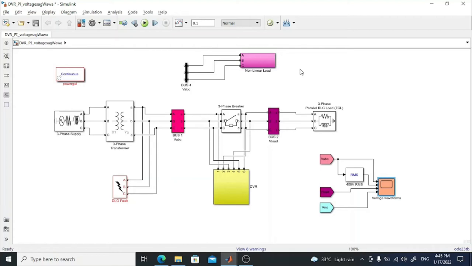For this task 2, we are going to use this circuit model to demonstrate voltage sag as well as harmonics. To mitigate the voltage sag and harmonics, we are going to use the dynamic voltage restorer, which is the DVR. In the first part, we are going to produce the voltage sag using a double line ground fault, and we are not using the DVR yet to demonstrate the analysis.